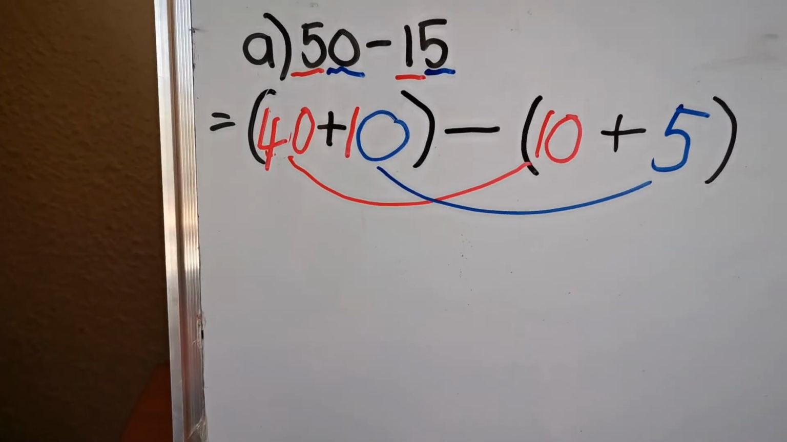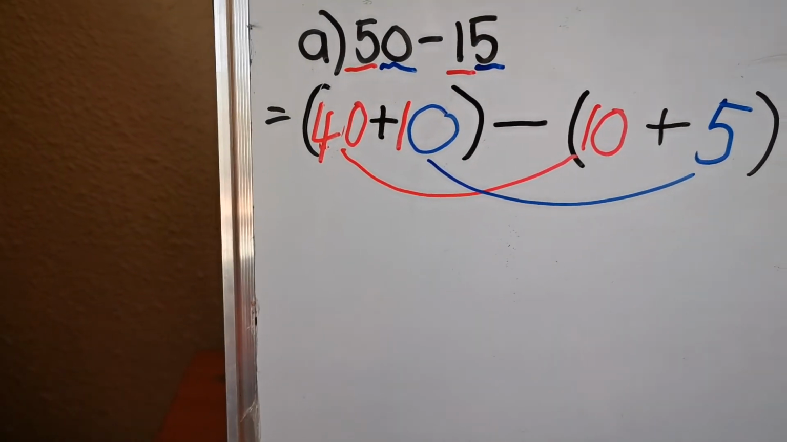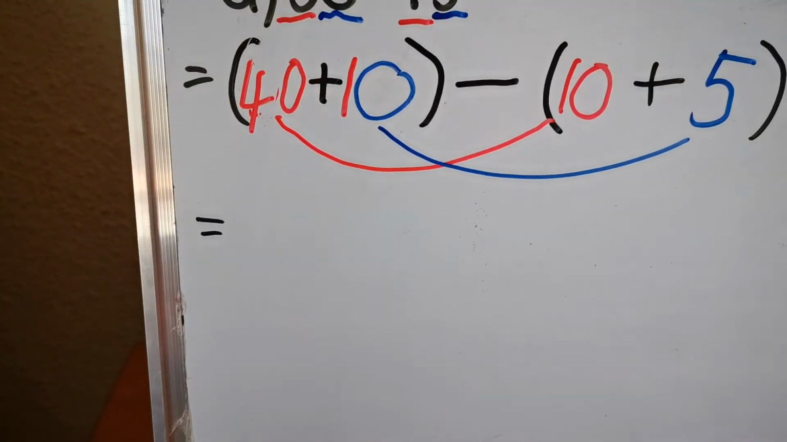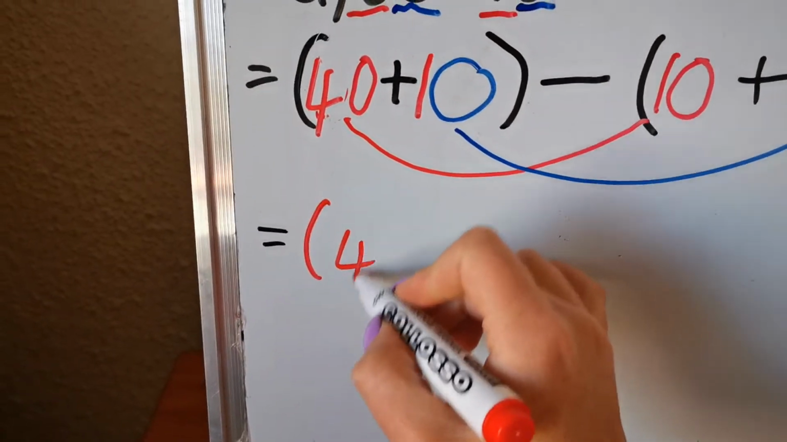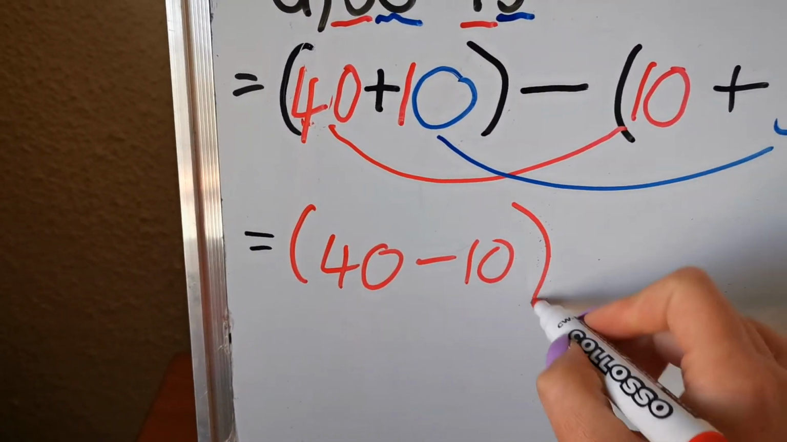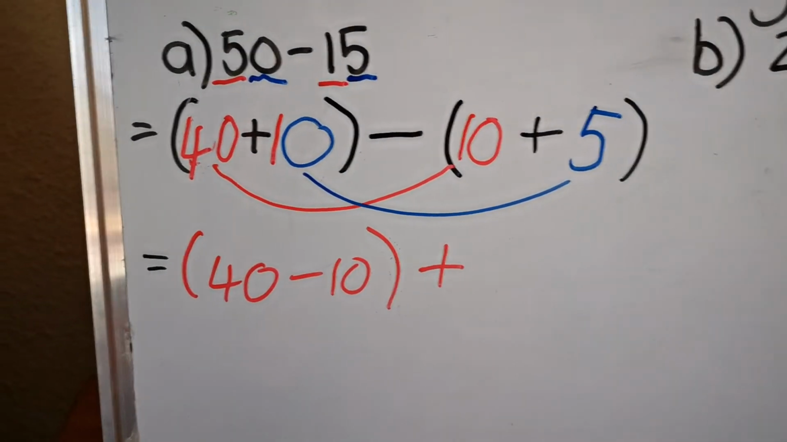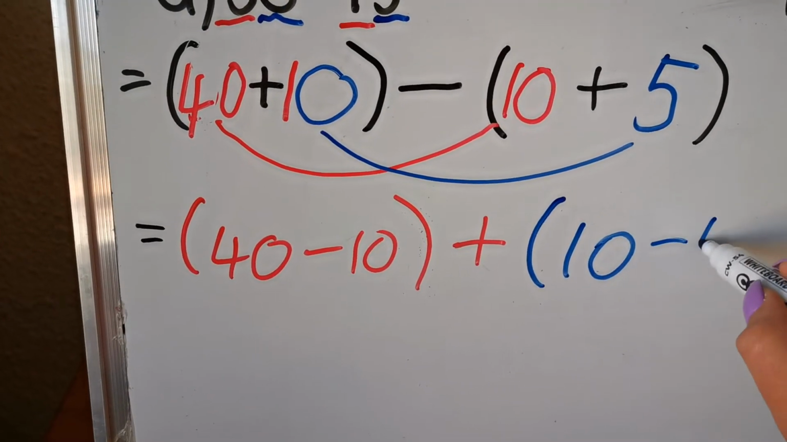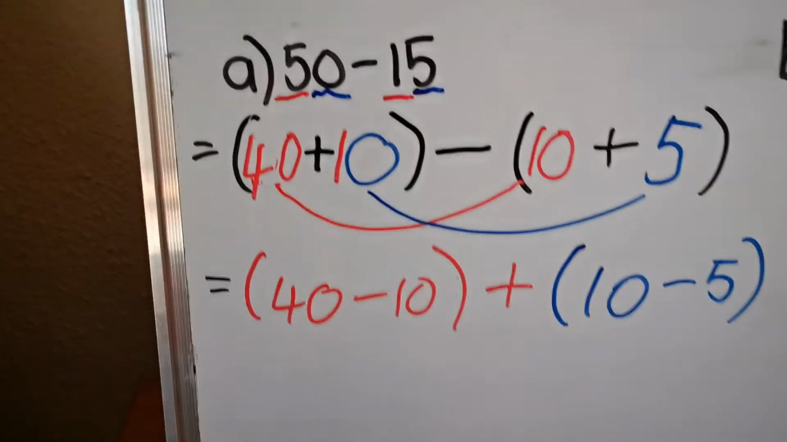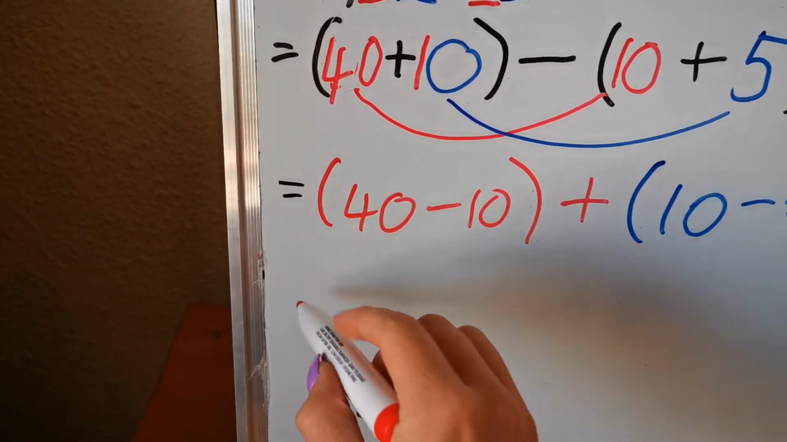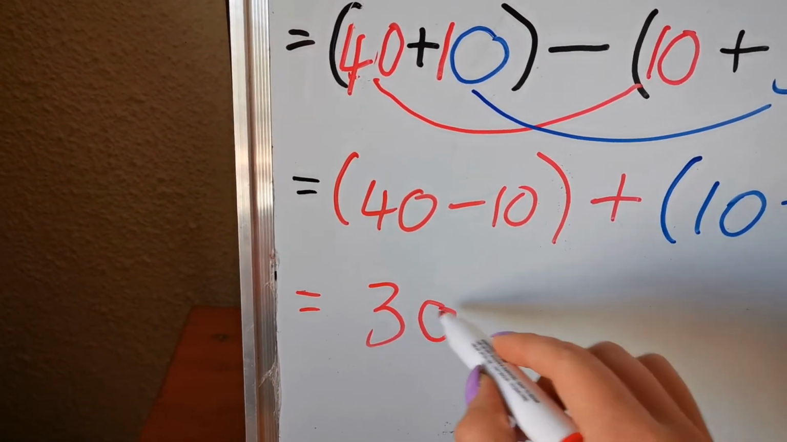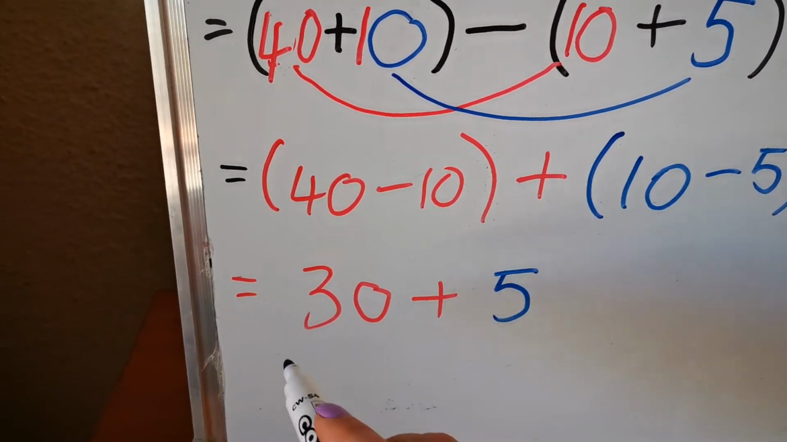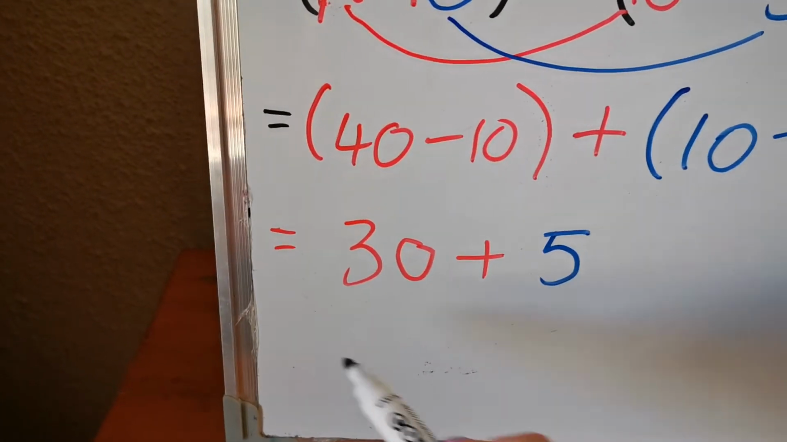Okay. So now you take away the tens from each other. So you're going to write in your first bracket 40, take away 10, plus, because you have to plus them back to each other. Then you're going to do the units, 10 take away 5. So 40 take away 10 is 30, plus 10 take away 5 is 5. So 30 and 5 will be 35.